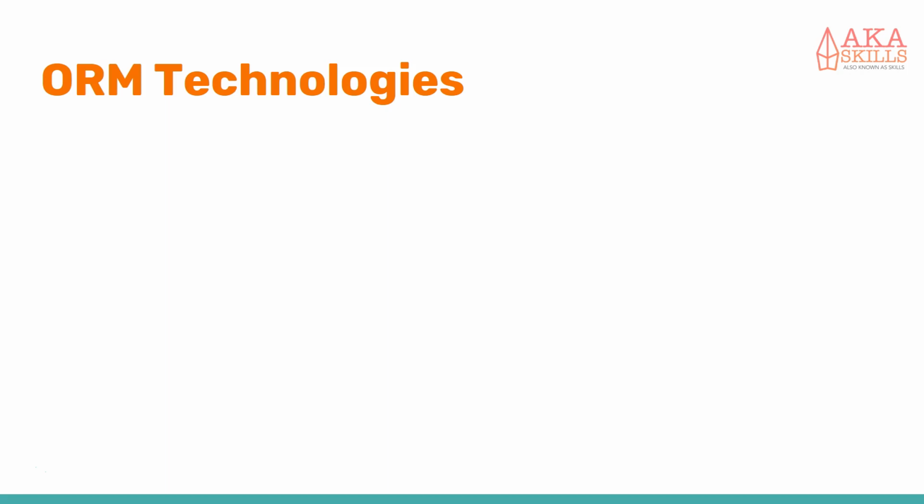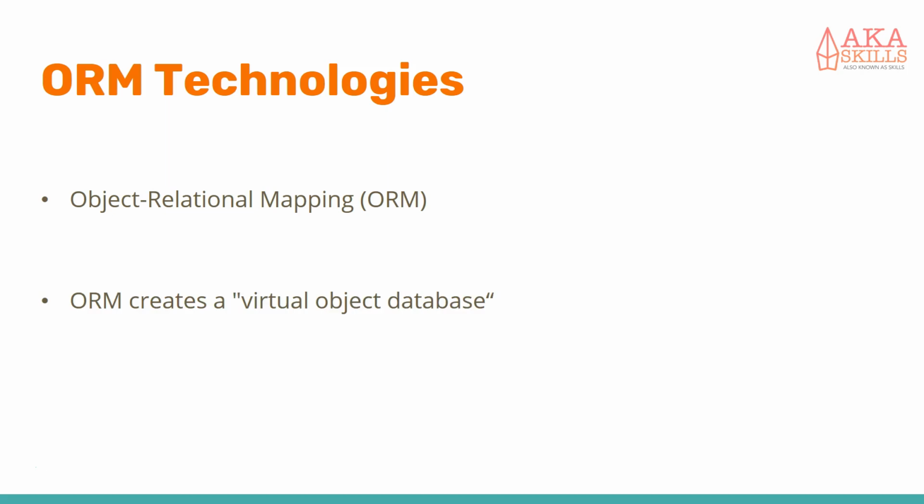Now, ORM technologies. Basically, what is this? Well, this is Object-Relational Mapping, a programming technique for automatic mapping and converting data between relational database tables and object-oriented classes and objects. ORM creates a virtual object database which can be used from within the programming language, for example, C# or Java. ORM frameworks automate the ORM process, for example, object-relational persistent frameworks.